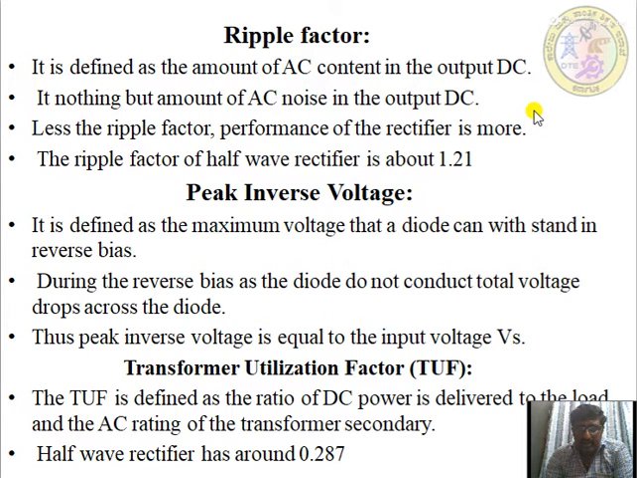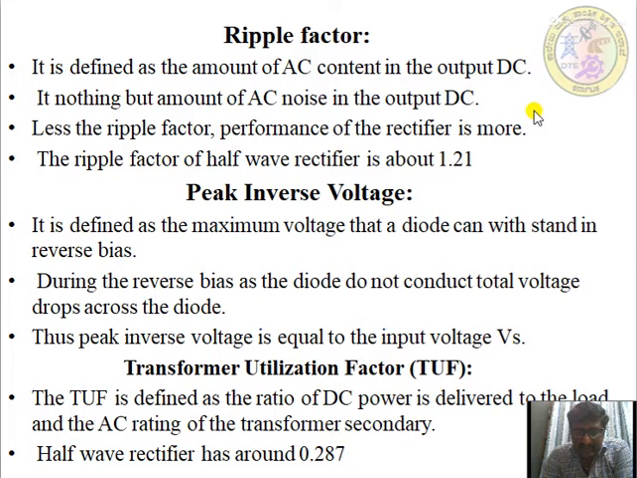The ripple factor of a half wave rectifier is about 1.21. If the ripple factor is less, the performance of the rectifier is better. Next is peak inverse voltage. It is defined as the maximum voltage that a diode can withstand in reverse bias.